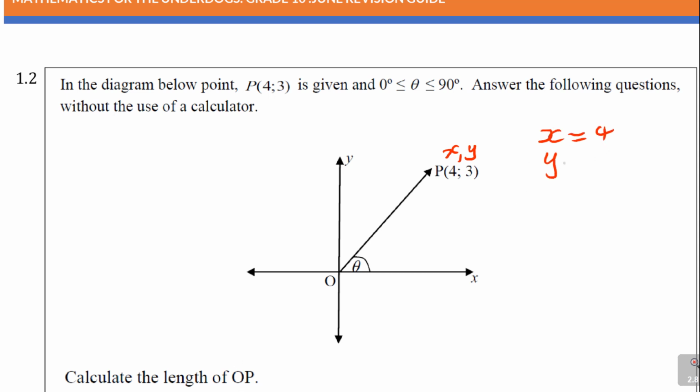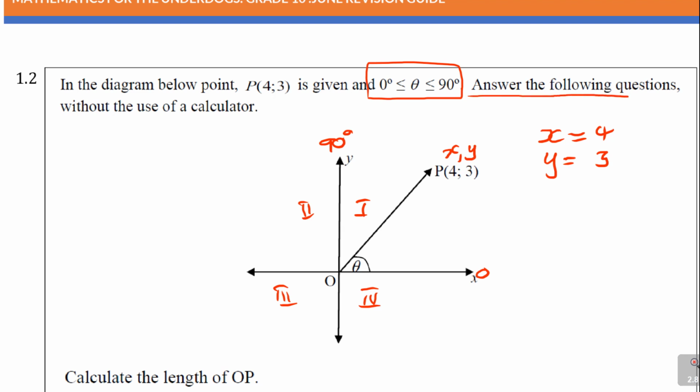And y is equal to what? 3. And they are all positive because it's quadrant number 1. So this is your quadrant 1, that is your quadrant 2, this is your quadrant 3 and that is your quadrant 4, and everything in quadrant 1 is positive. Theta is given, and they are telling you between 0 and 90 degrees, which is correct because this is 0 and this is 90 degrees, remember.